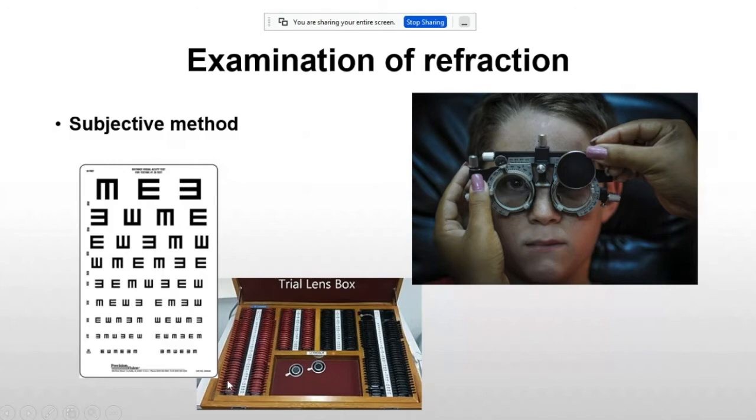Third case, we try with plus, no improvement. We try with minus, no improvement of vision. Then there are 2 more possibilities, either astigmatism or a disease of the eye. There is one very easy method to differentiate between the 2. It is the stenopaic hole. It's like this occluder, but with a small opening here in the middle.